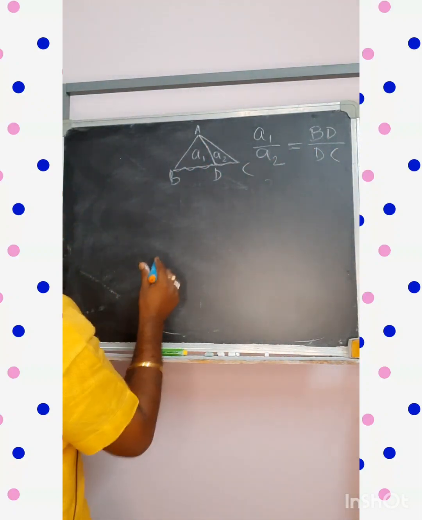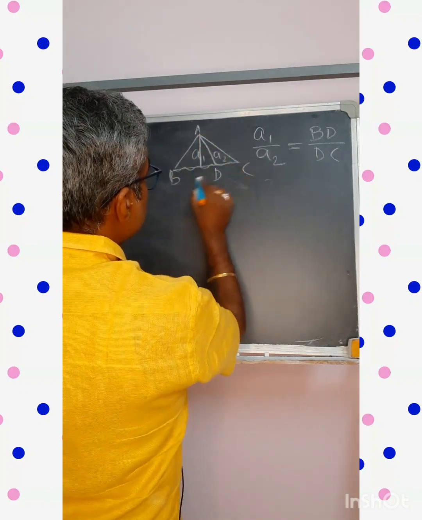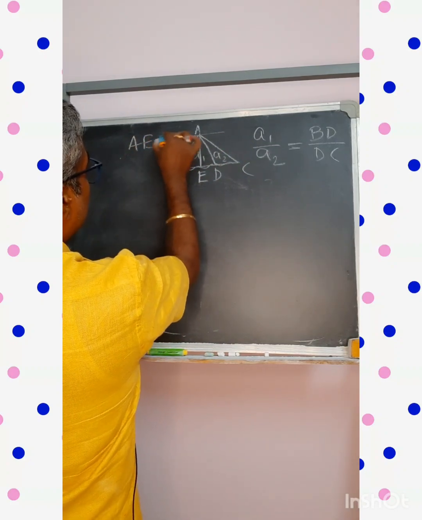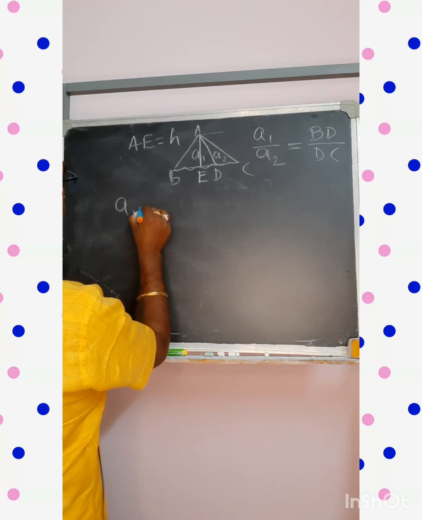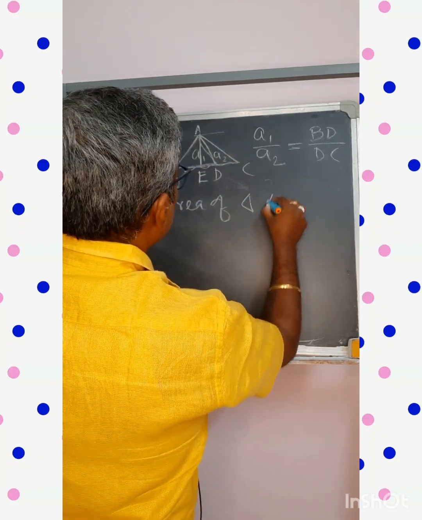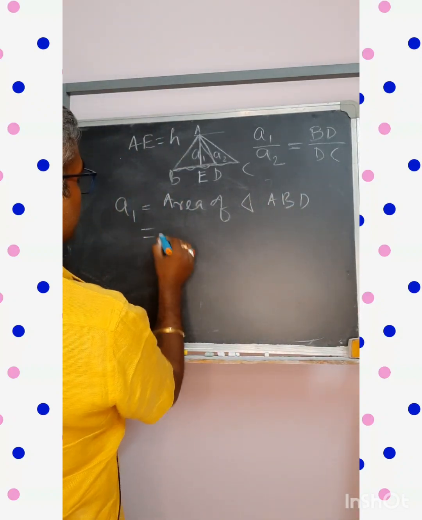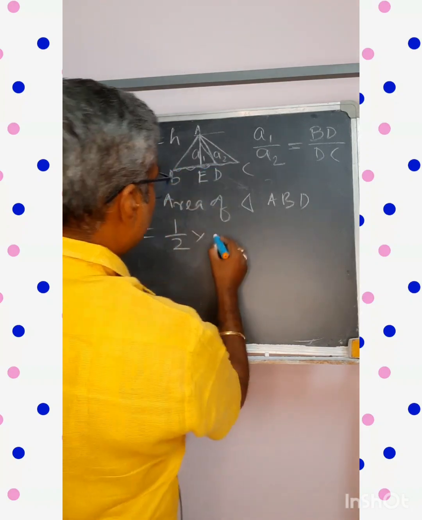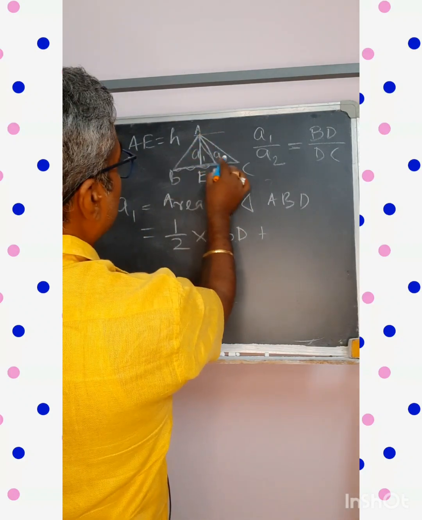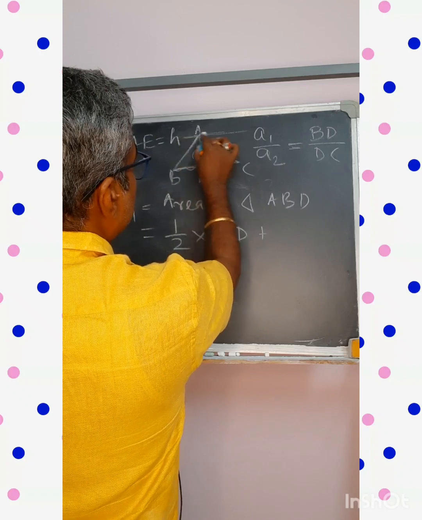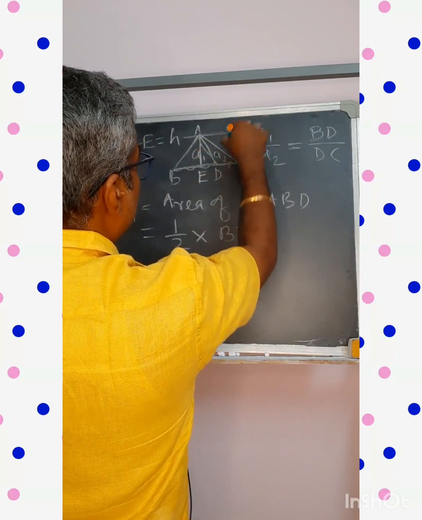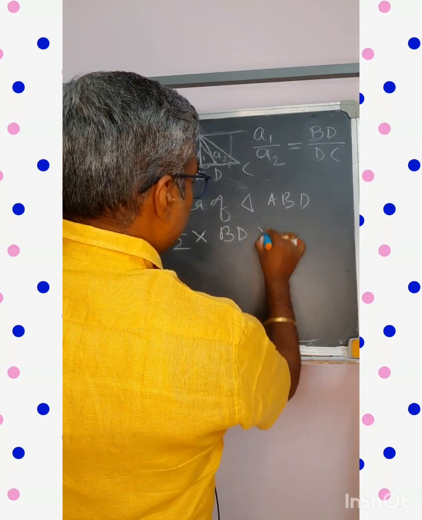So let me prove it. If I draw a vertical from A to BC and it is touching at E, let's say, and this AE, which is the height of the triangle, is H. Now what is A1? A1 is the area of triangle ABD. The area of triangle ABD can be calculated as half into base BD, and the height of any triangle between the parallel lines, one crossing through A and parallel to the base BC, is always the same. That means the vertical distance between the parallel lines. So here it is H, so it would be into H.